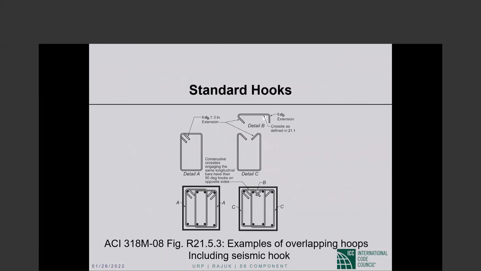This tells you something kind of important. A closed hoop, as it is called in seismic design of ACI 318, can be something like this, closed by seismic hooks.